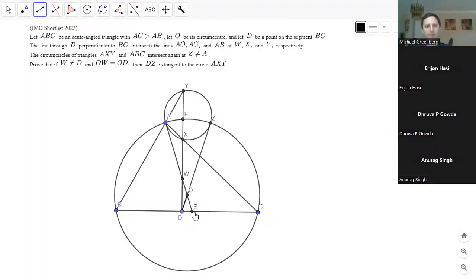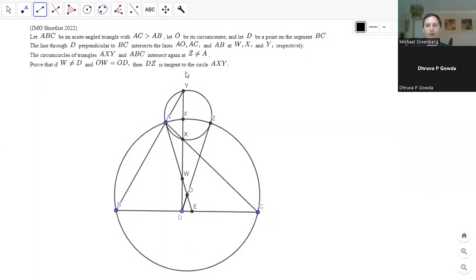So if we let AO meet BC at point E, then if OW equals OD, since this is a right angle, that would also equal OE. And so O would be the circumcenter of WDE. And so then we'd have BD equals EC. So yeah, we'd have a lot of symmetry. And then if that were true, by symmetry, like OA equals OZ, Z would be the reflection of A over the perpendicular bisector of BC.